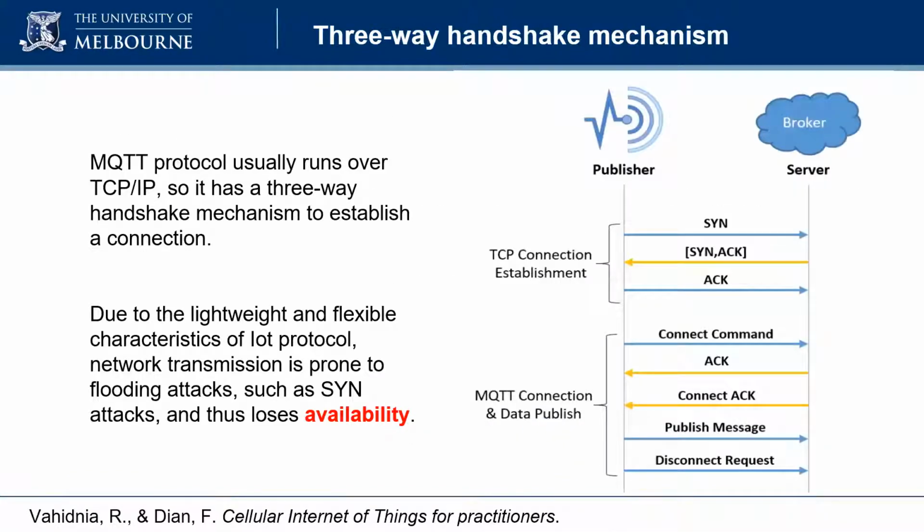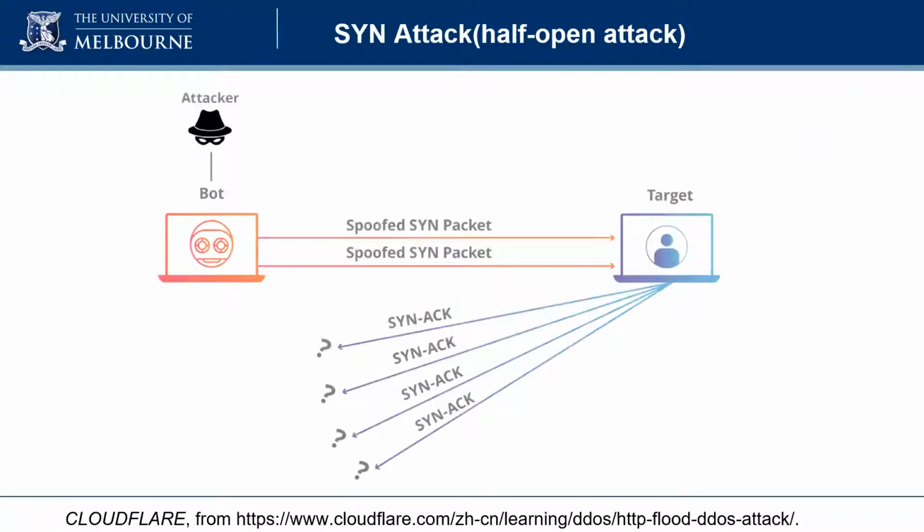The MQTT protocol usually runs over the TCP/IP protocol. It has a three-way handshake mechanism to set up a connection. So the network transmission is prone to flooding attacks and loses availability. This is an example of a flooding attack called the SYN attack. The attacker keeps sending a large amount of SYN requests to the MQTT broker and doesn't respond with acknowledgement. The MQTT broker has to spend huge resources waiting for lots of half-open connections. In the end, the broker cannot respond to legal traffic.